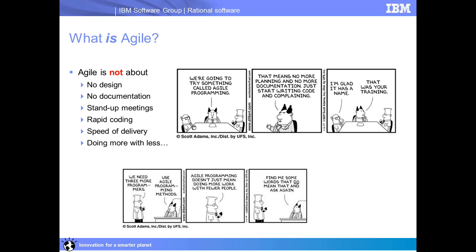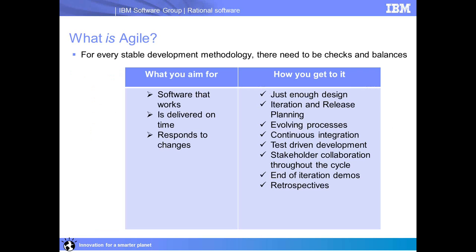And I guess the pointy-haired boss thinks here, I also thought that Agile is all about doing more with less. But in the end, you cannot really do more with less unless you have some guiding principles, right? So that's what we go to next. For every stable development methodology, be it Agile or traditional or waterfall or whatever, there needs to be some checks and balances.